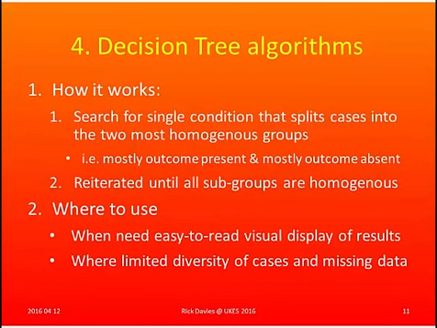Decision tree algorithms start by searching for a single condition to filter cases into two piles which are the most homogeneous possible. By homogeneous, I mean the proportion of cases with outcomes present in one pile and outcomes absent in the other. The algorithm then searches for a second condition to filter one of these piles into two more homogeneous piles. This process is repeated until the piles cannot be made any more homogeneous. Decision tree algorithms can cope with missing data and limited diversity in a dataset. They can also produce easy-to-read visual displays, as we will see in the next slide.